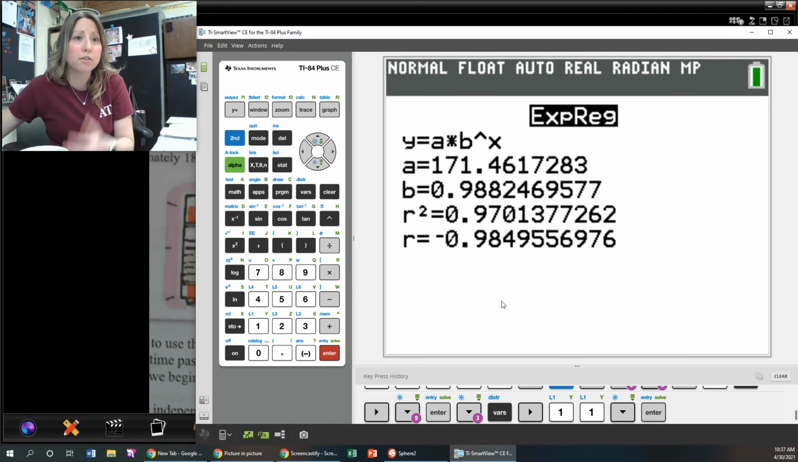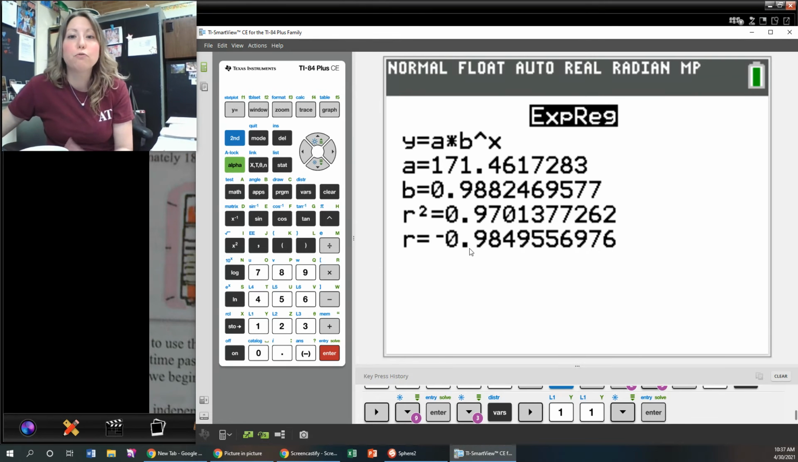And notice because we turned our diagnostics back on, we get our R value as well, which is a pretty darn good R value. So we know that our initial value for this is approximately 171.46. We have a continuing decimal, but that's enough. Our B value, meaning our base, is approximately 0.988. And we know from our exponential functions unit that this means we have a decay, an exponential decrease function, because this is a value less than 1.